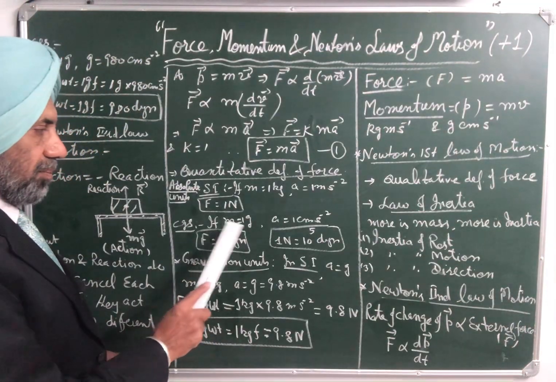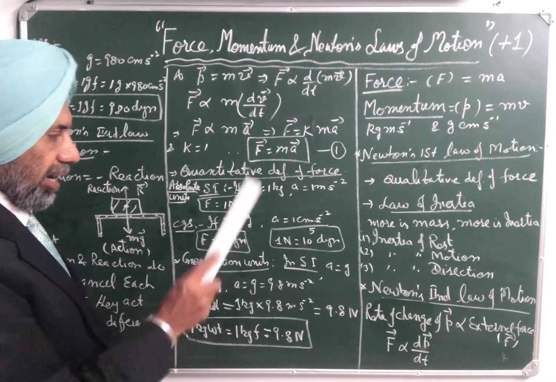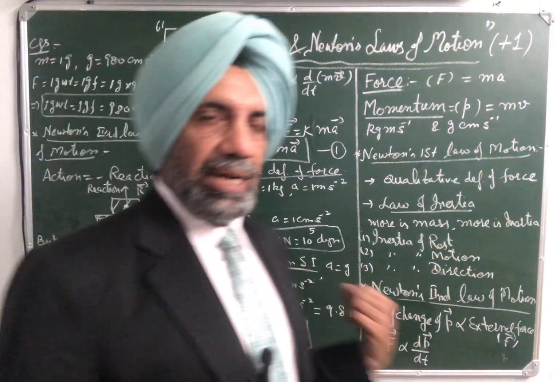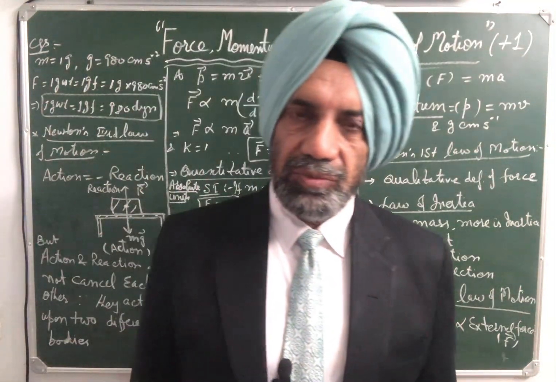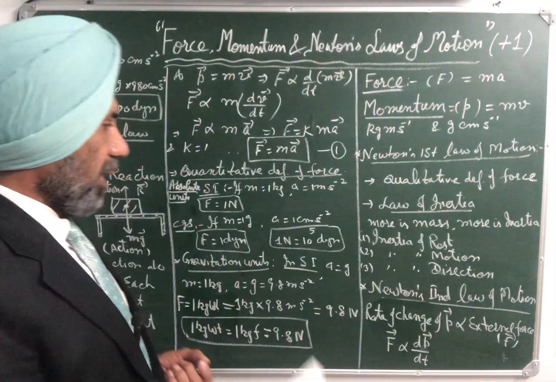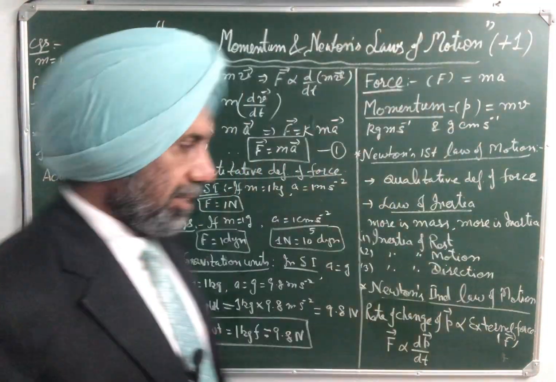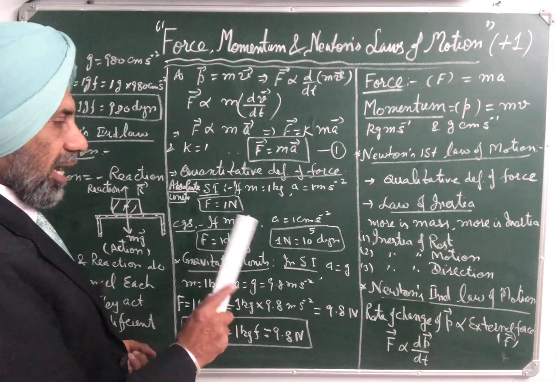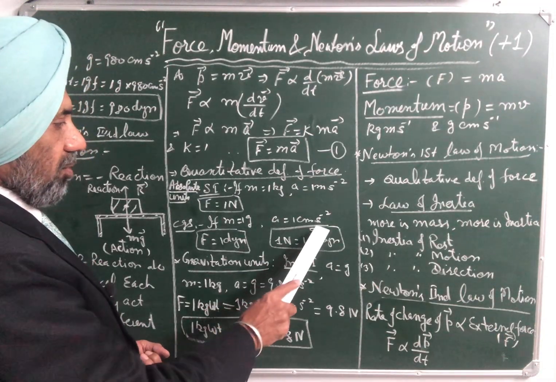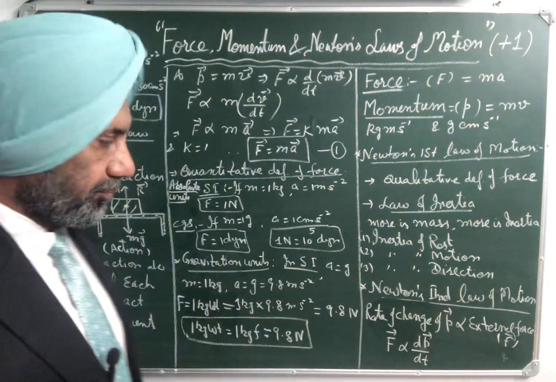So in CGS system, when m is equal to 1 gram, a is equal to 1 centimeter per second square, F is equal to 1 dyne. So from here we can define 1 dyne. So 1 dyne is that force which when acting upon a body of mass 1 gram produces an acceleration of 1 centimeter per second square. So unit is dyne. So 1 Newton is equal to 10 raised to power 5 dynes. So we can convert Newton into dyne.